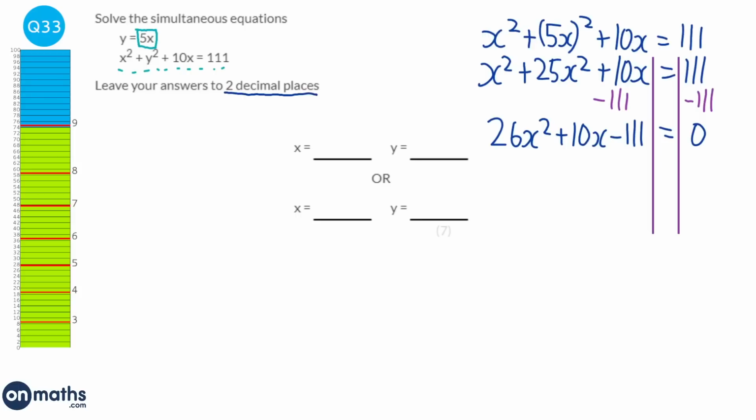So looking at the question, it says to 2 decimal places. It's a calculator question. Chances are we're going to be using the quadratic formula. So for the quadratic formula, we need to find out what a, b, and c are. a is the coefficient of the x squared, which is 26. b is the coefficient of the x, which is 10. And c is the number on its own, which is minus 111.